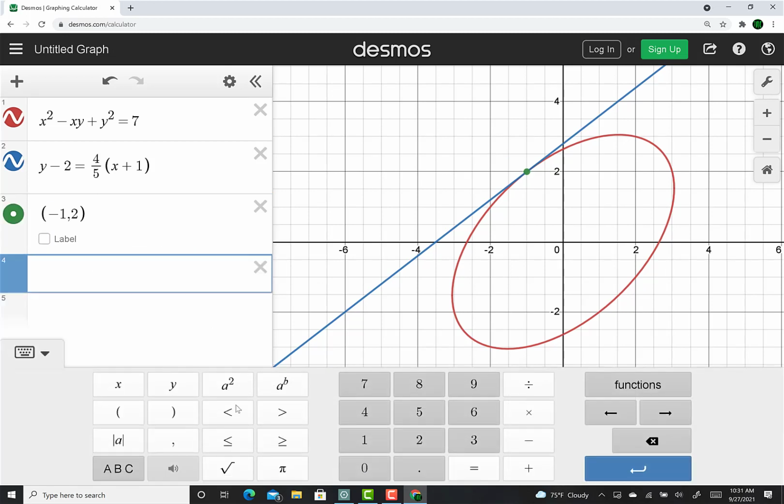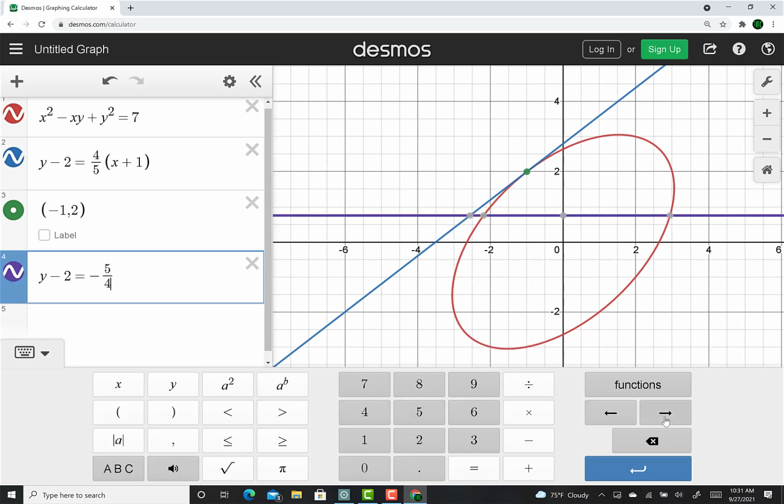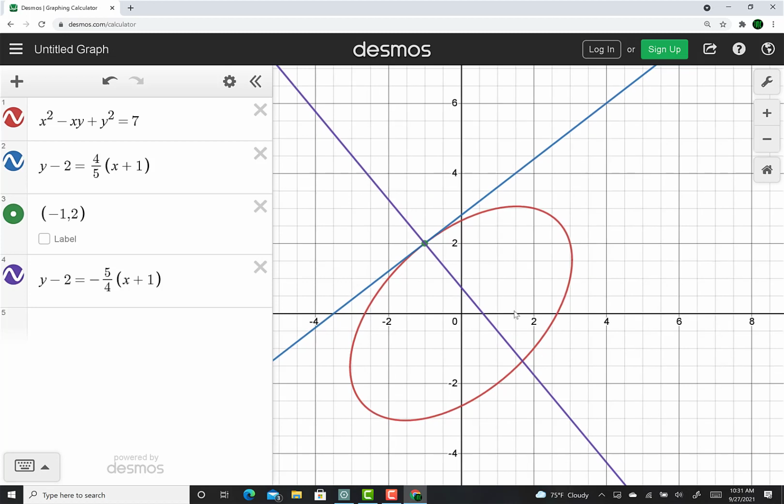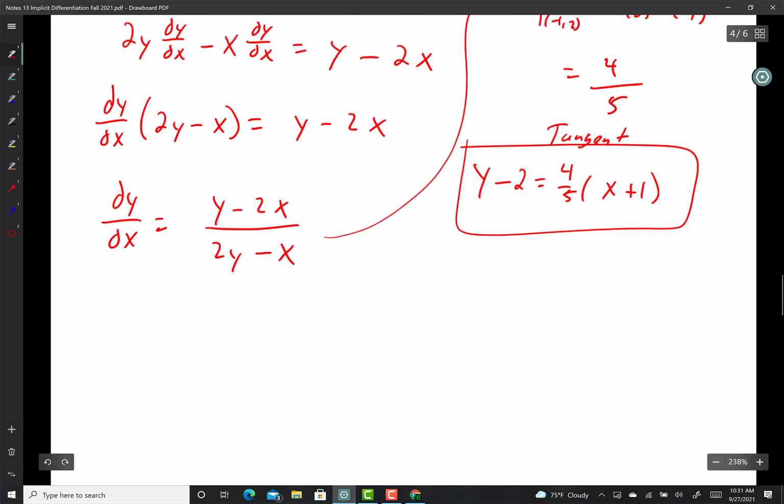Now, can we get our normal? Yeah, let's go ahead and plug our normal here. y minus 2 equals negative 5/4 (x plus 1). And look at that. That definitely looks like a tangent and a normal. Look at that, guys. Cool or what? I think it looks really cool. Imagine this is the orbital path of some meteor around the moon, or around something, and then you can find this tangent and normal. Anyways, let's go to the next one.